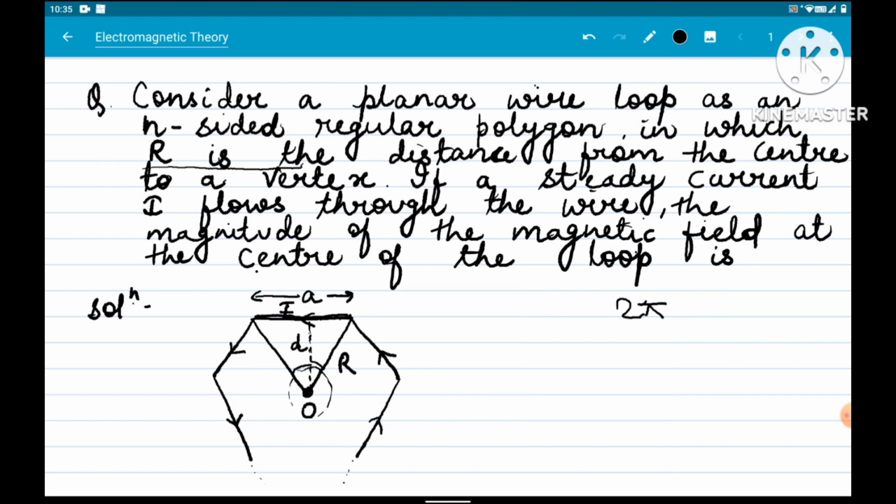Suppose the angle made by one half of a side of this n-sided regular polygon is alpha, so the full side subtends 2 alpha. Now this is an n-sided regular polygon, as given in the question. Regular means the angle subtended at the center O will be equal, that is alpha and alpha together become 2 alpha. Since it is an n-sided polygon, we multiply the angle by n, and that will be equal to 2 pi. From here we get the value of alpha equal to pi by n.